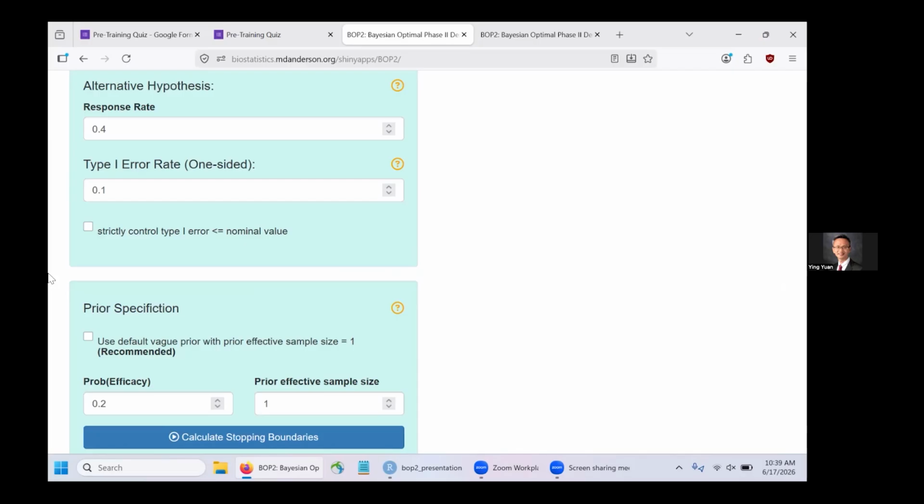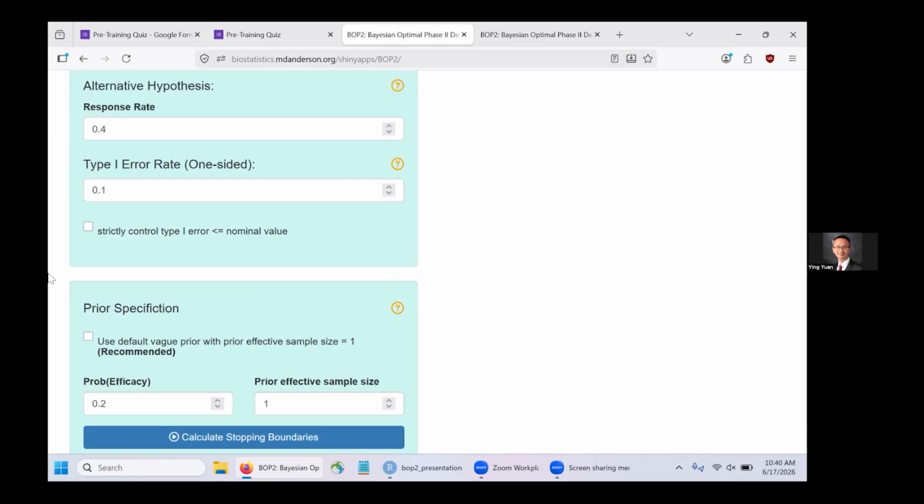So that's why in this software, what we set up is, even when you enter the informative prior, let's say you put the effective sample size 10, you believe the prior response rate is 30%. Basically, you put in a beta distribution 3 and 7. So alpha equals 3, beta equals 7. That's going to give a prior mean of 30%.